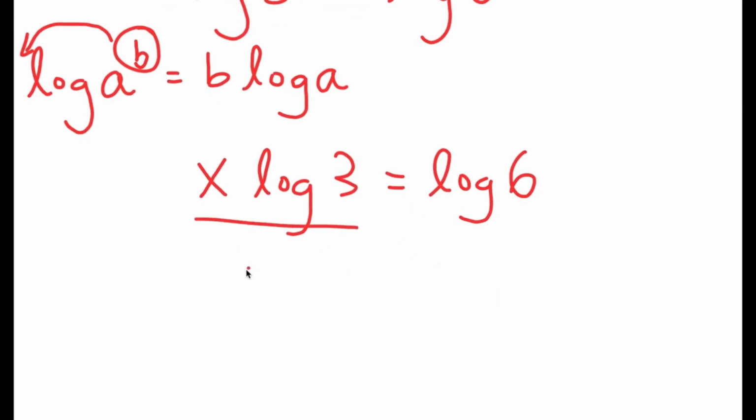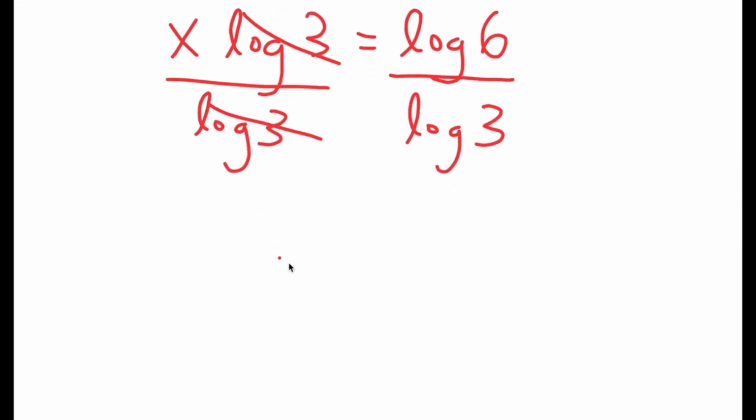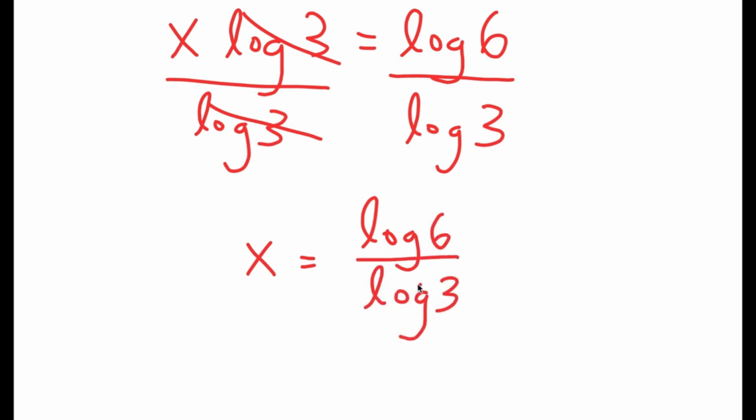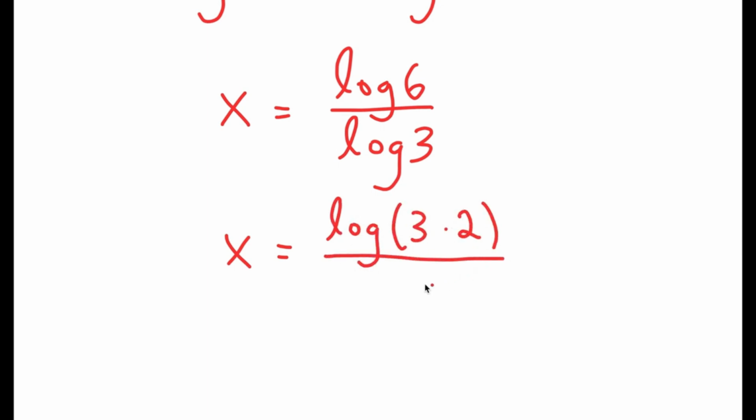Now I'm going to divide both sides by log 3 because again we want to isolate x. So by doing this, these two cancel out and I get x is equal to log 6 over log 3. Now what I'm going to do is rewrite log 6 as log of 3 times 2. So I have log 3 times 2 over log 3.